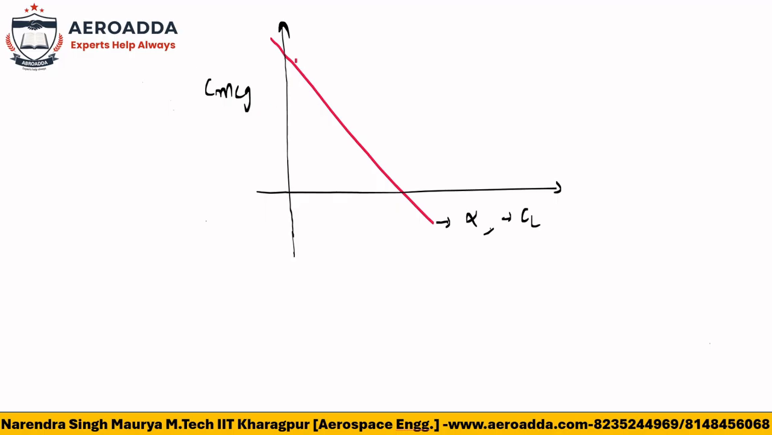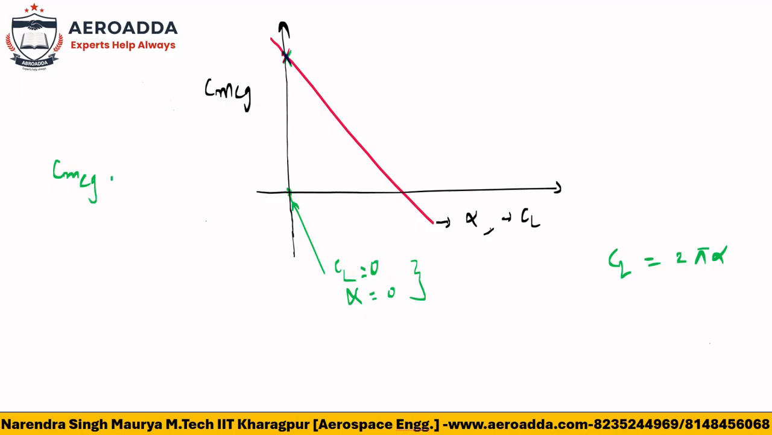Now my concern is, what is the condition where the graph is cutting on the y-axis, where the y-axis is nothing but CMCG? If it is cutting here, what is the value of CL or alpha here? The value of CL is 0. The value of alpha is 0 here. Because you know CL is nothing but 2 pi alpha. So if CL is 0, alpha is 0, or if alpha is 0, CL is 0 for a symmetric airfoil. Correct.